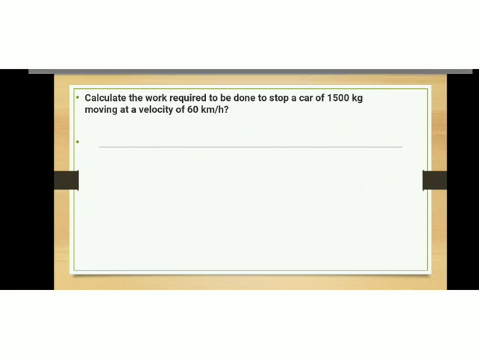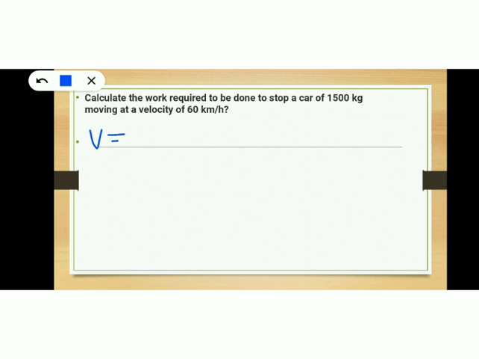Now we can discuss the next question. Calculate the work required to be done to stop a car of 1500 kilogram moving at a velocity of 60 kilometer per hour. So here velocity is given and it is 60 kilometer per hour. You need to convert it into meter per second because that is the standard unit. So 60 into 5 by 18. That is the value in meter per second.